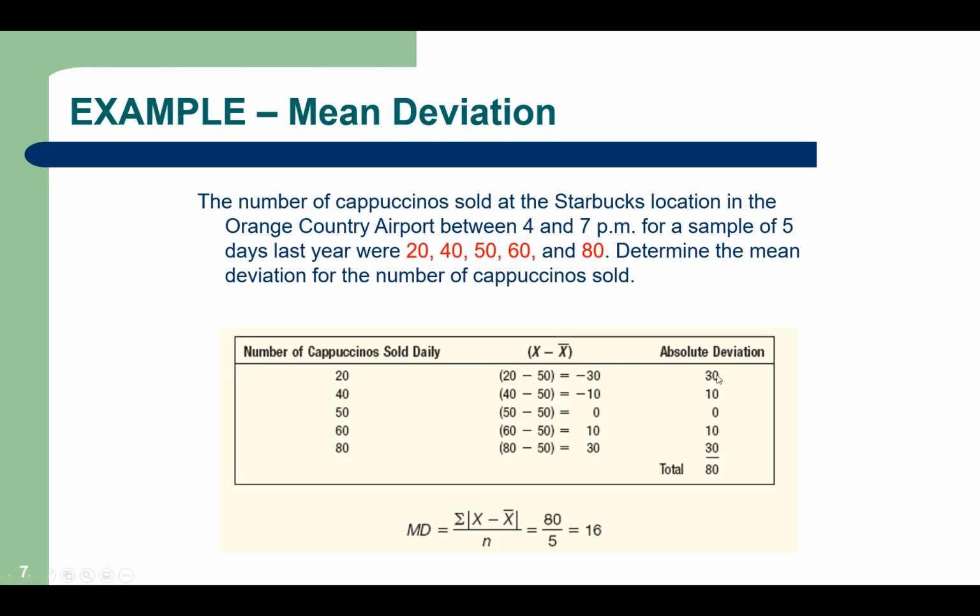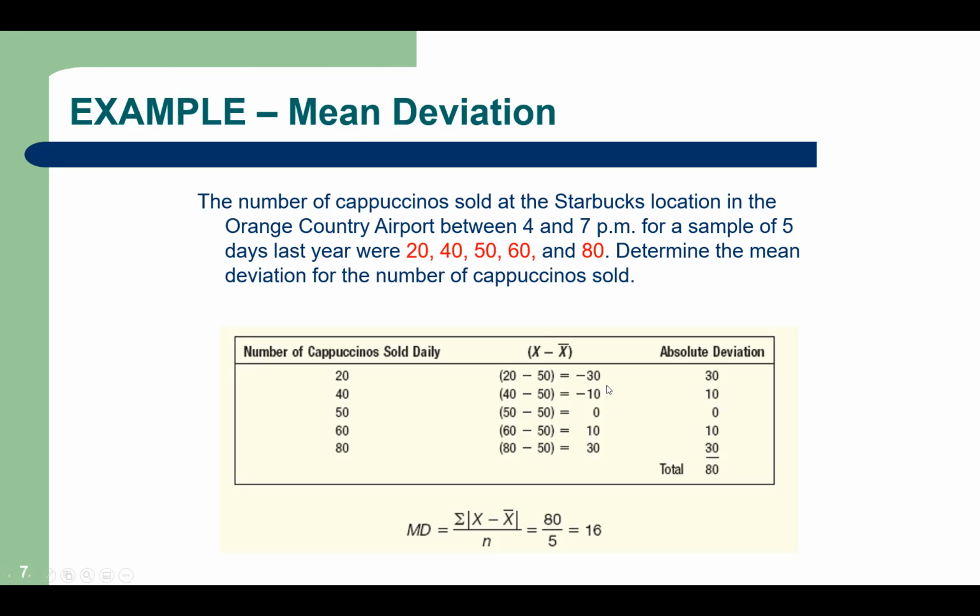30 will become 30, minus 30 will become positive 30, and minus 10 will become positive 10, and all the remaining values are already positive. So we will take the sum of these values, that is 80. We will put it in the formula that we already learned. 80 divided by 5 is equal to 16.